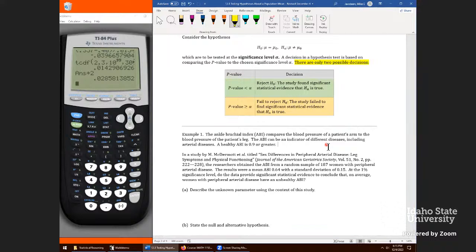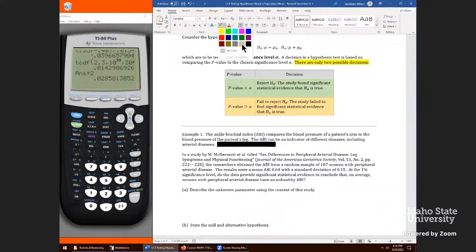Looks like this one's coming from the medical sciences, and it says to start out, the ankle brachial index, we'll paraphrase that as ABI, compares blood pressure of a patient's arm to the blood pressure of a patient's leg. So I guess we're looking at some kind of difference between the two. The ABI can be an indicator of different diseases, including arterial diseases. And they say here, a healthy ABI is 0.9 or greater. Let's highlight that. Anytime they tell you specific extra information that has a value, that's probably going to be used in the problem some way, somehow. Not a guarantee, but something worth highlighting.